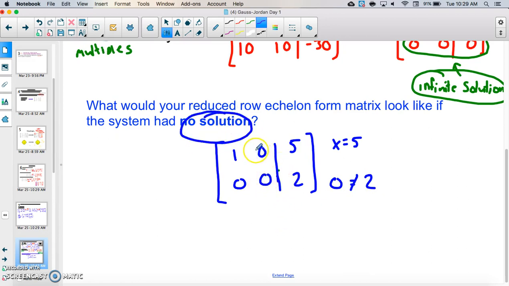So if you ever get, anywhere in your matrix, all zeros in a row with a nonzero number, that's no solution. If you ever get all zeros all the way across, it's infinite solutions right away. And you can stop there.